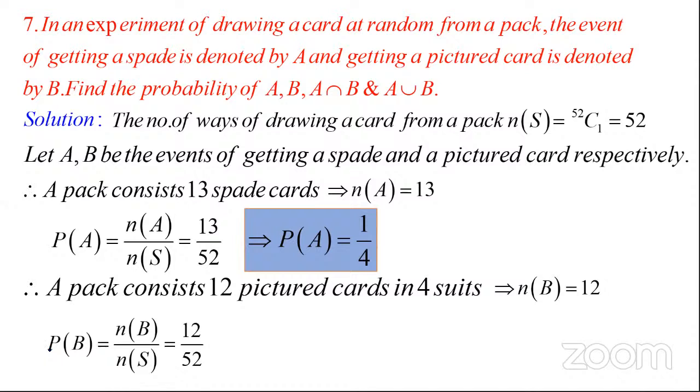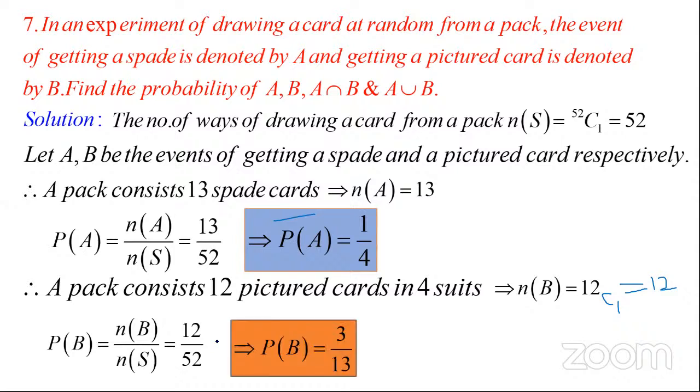So the probability of event B is equal to N of B by N of S. So what is the N of B value? It is 12C1. Out of 12 picture cards from a pack, you have to select one card, so that is 12C1. This is nothing but 12. So just substitute 12C1 by 52C1. This is the probability of the event of getting a picture card. So P of B is N of B by N of S, that is 12 by 52.